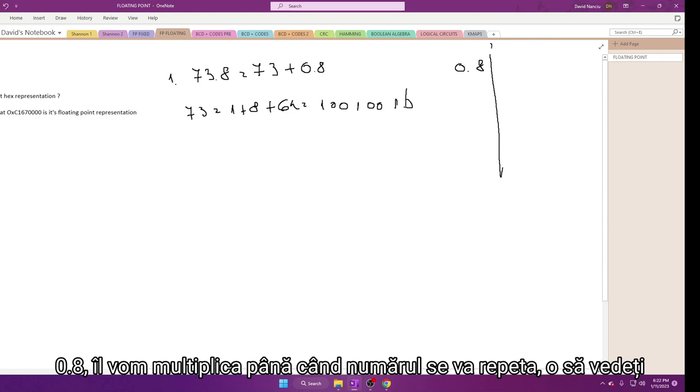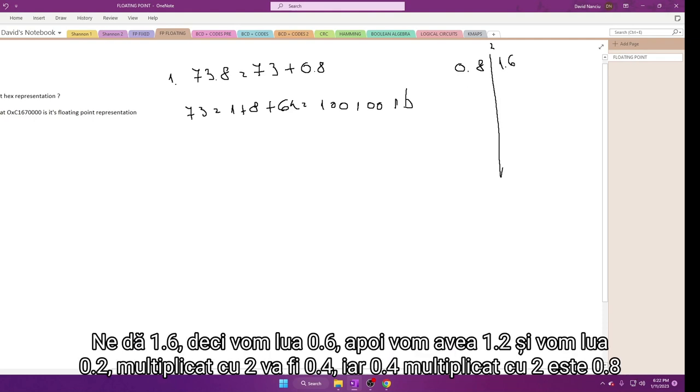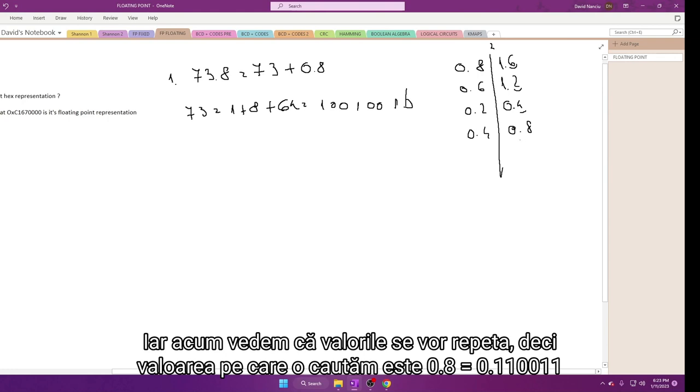With 0.8 right here, we will multiply by 2 until we get the same number again. So we'll know when to stop, when we get the same number. It gave us 1.6. We take the fractional part, so 1.6 multiplied by 2 is 3.2; taking that part, 1.2 multiplied by 2 is 0.4. We take this part, 0.4 multiplied by 2 is 0.8. Now you can see that the value repeats right here and would give us 1.6 again. So these are the 4 values that we are looking for. So 0.8 is actually 0.110011.